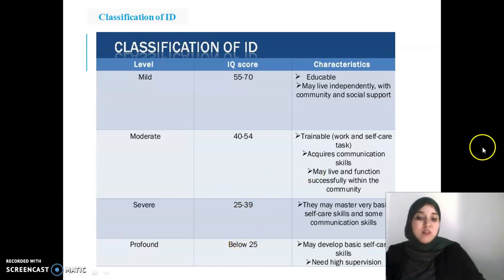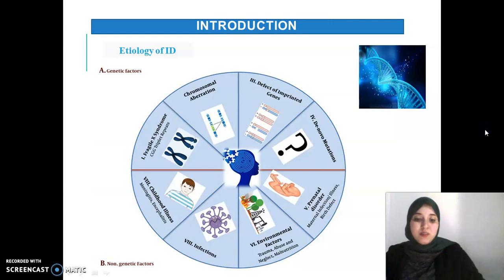There is heterogeneity of risk factors influencing the ID: genetic factors, non-genetic factors, and unexplained factors. For genetic factors, there are genopathies like Fragile X syndrome, ARX syndrome, and some chromosomal aberrations or imprinted genes like insertions and deletions. For non-genetic factors, there are environmental factors, infections, trauma, and accidents.